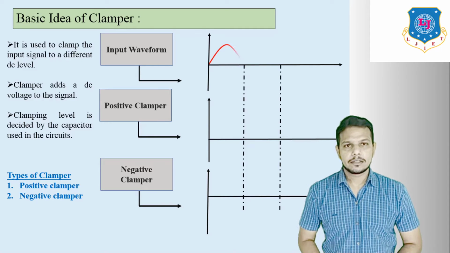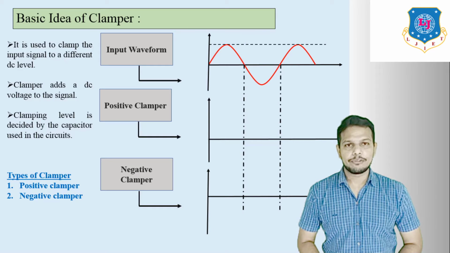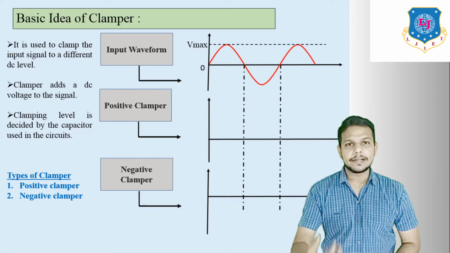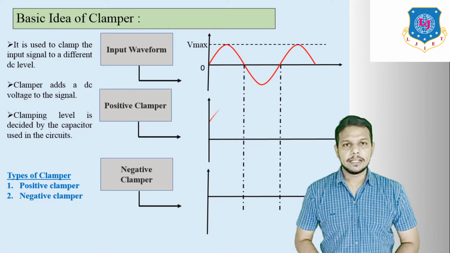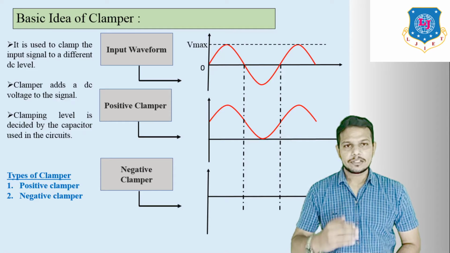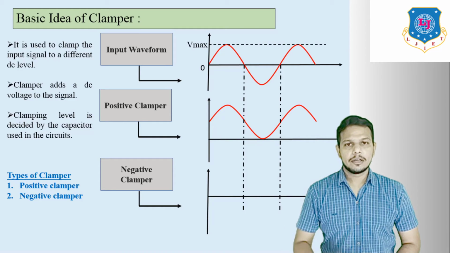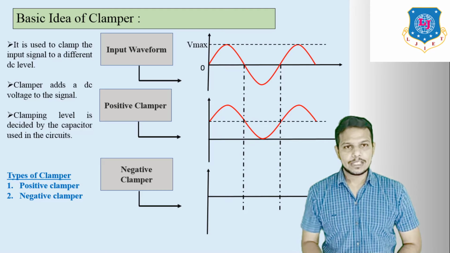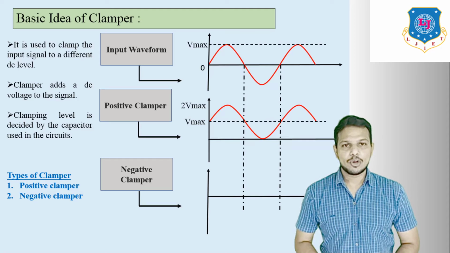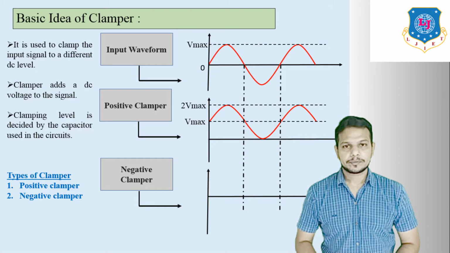So here let us discuss the waveform. This is the input waveform, and this one is the maximum voltage of the input waveform, which is called Vmax. If we enter this input waveform, finally you will get this type of waveform. That means this waveform is shifted to the positive side. So this one is Vmax and its maximum value is known as 2 Vmax. This is known as a positive clamper.